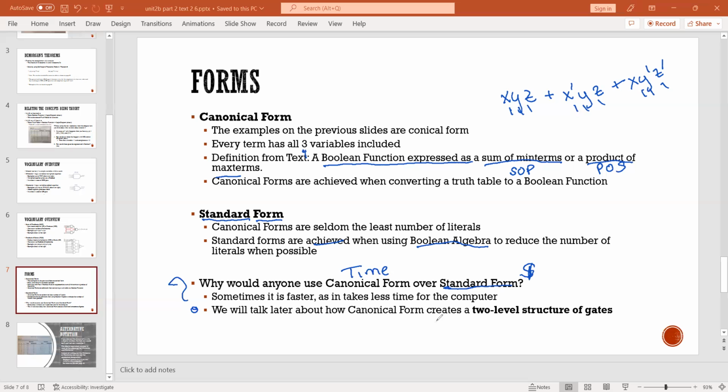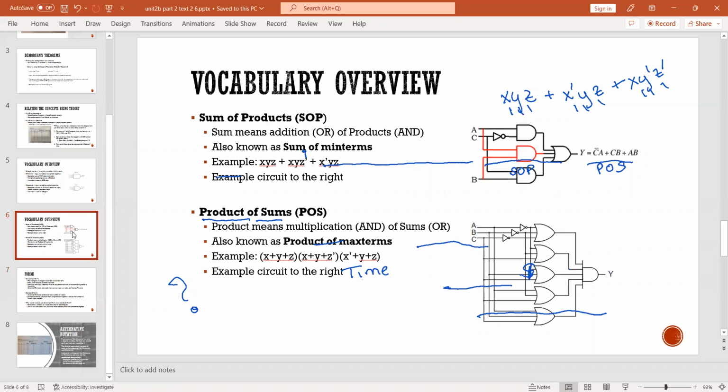And so we will talk later about how the canonical form creates what they call 2-level structures of gates. And if you look back onto the previous slide, you actually can see this. When I mean 2 levels, this is 1 level, right? And this would be the second level. And so once again, you would have 1 level and you would have a second level. So the signal only has to go through 2 gates to get to the end product.